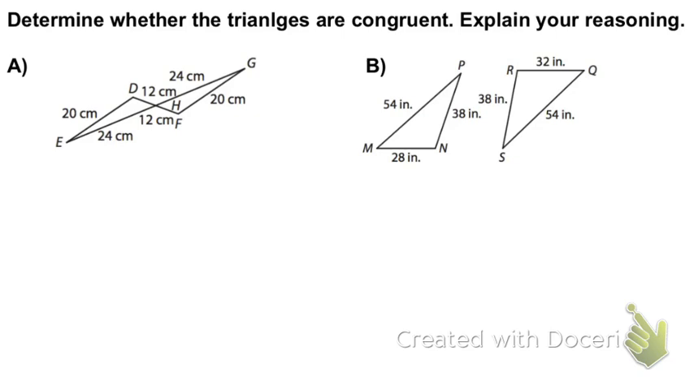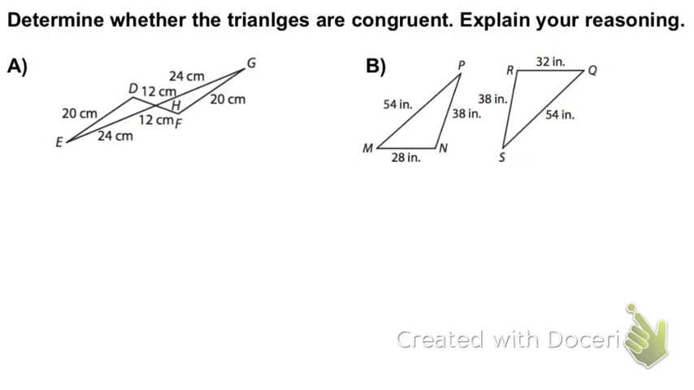So let's use this to our advantage to prove these triangles congruent. Let's look at letter A here. We have a lot of measures going on here, don't we? It's kind of all clustered together. Well, let's mark some sides congruent here. We're trying to determine whether the triangles are congruent. We don't know any angles, but we know some sides. What are some sides we can mark congruent?